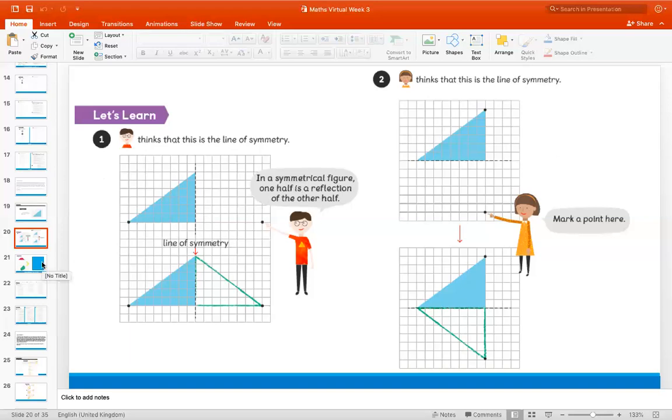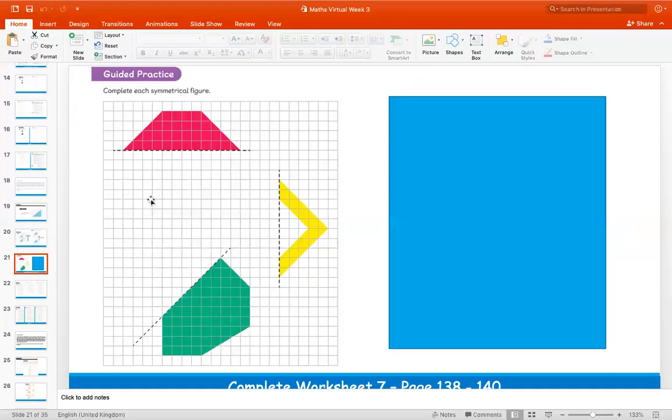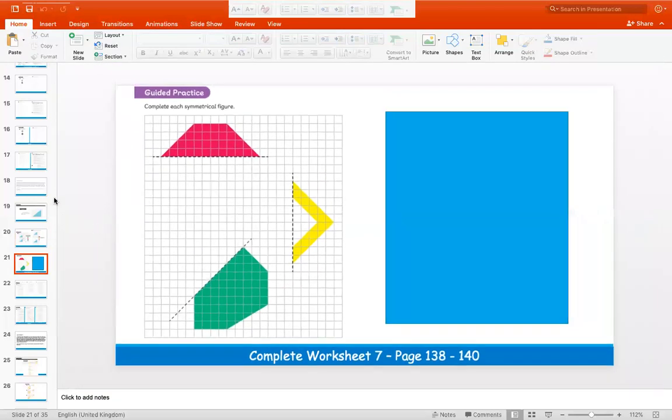We will now move on and I will show you the guided practice for today. So let's have a look. Sorry, it's a bit too zoomed in. For our guided practice, it says to complete each symmetrical figure. You can draw this out, or you can roughly estimate and you can continue drawing the complete figure.